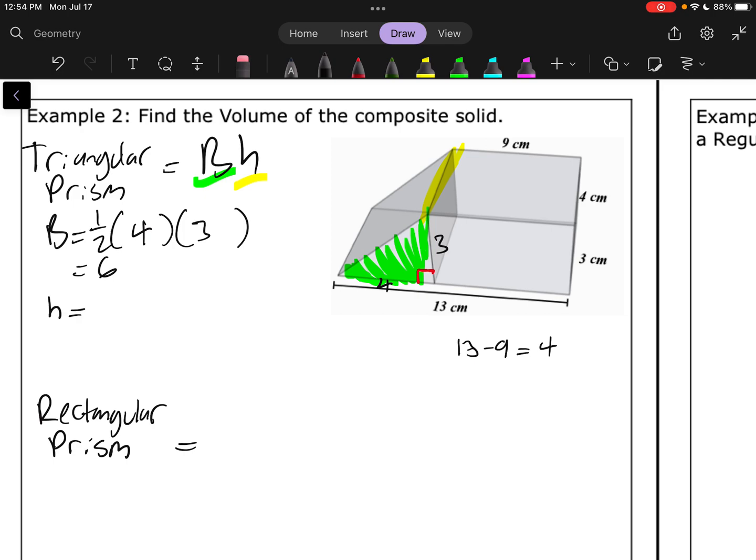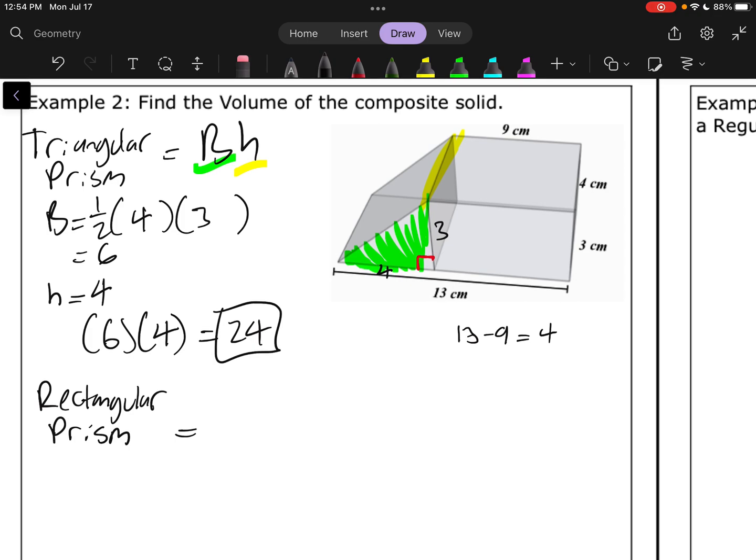The height of the triangular prism, the distance from triangle to triangle, is 4. So we'll just do 6 times 4, and we'll get 24 for the volume of the triangular prism.